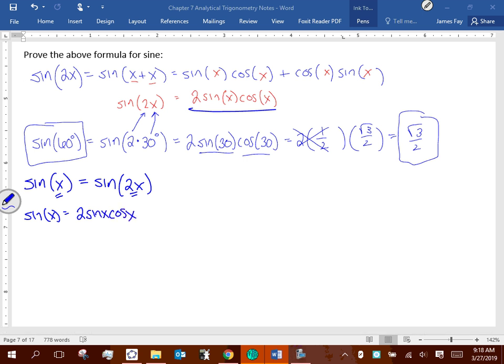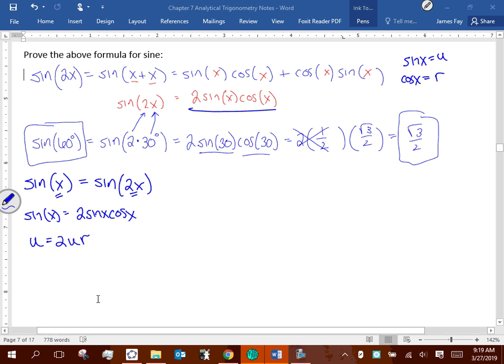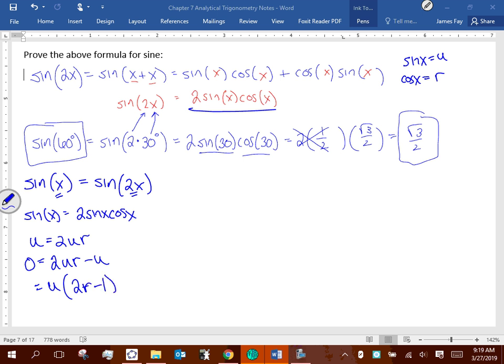cosine x. Okay? Now, what's going on here is, if I view sine x as equal to u, and let's say cosine x is equal to r, just choosing arbitrary values here, this equation would look like u equals 2ur. Can I subtract u from both sides? So if I was doing it algebraically, it'd look like this: 0 equals 2ur minus u, right? What can you factor out of both of these? U. So that gives me 2r minus 1, right?